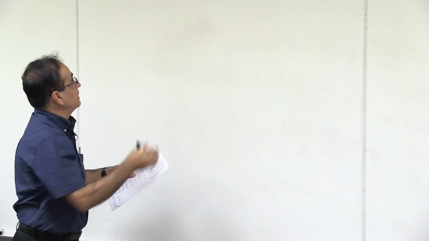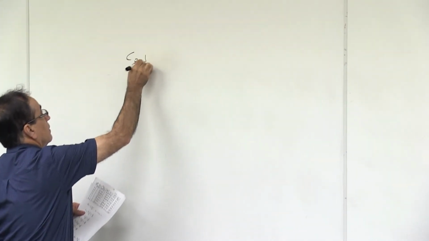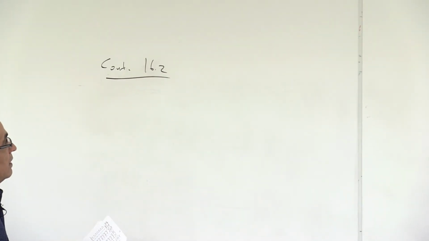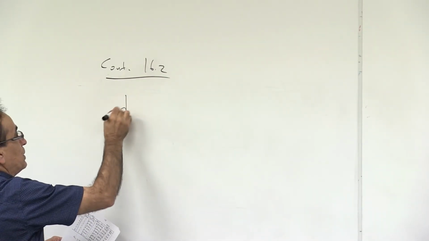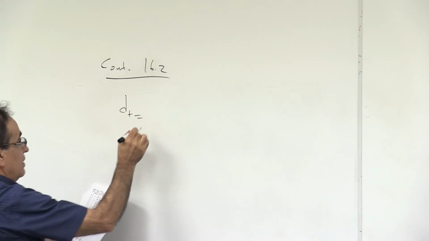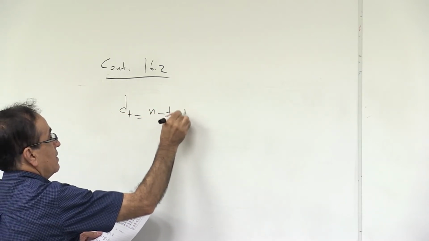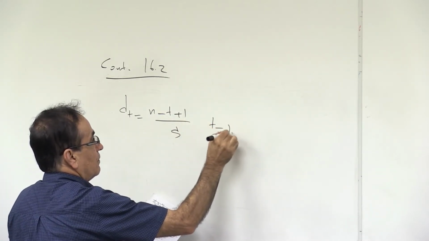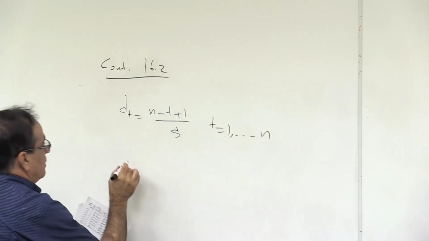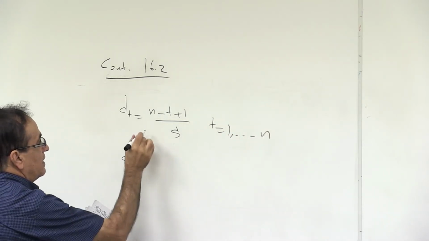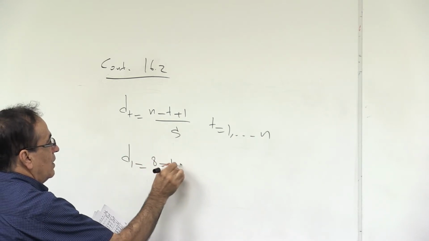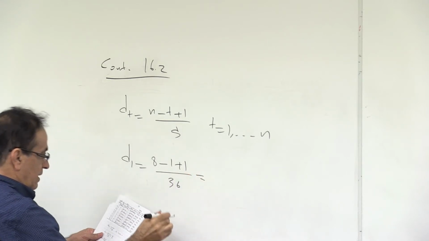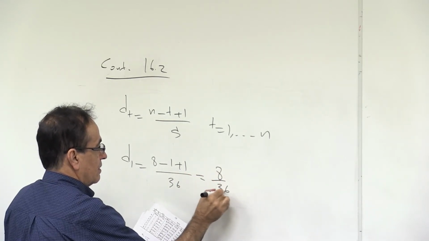We're going to continue with example 6.2 here. The next thing we're going to do is find the depreciation rate for every year. It is N minus T plus 1 divided by S, where T goes from 1 through N. For example, for year 1 in this example, N is equal to 8, T is equal to 1, plus 1, divided by 36. You're going to get 8 over 36.